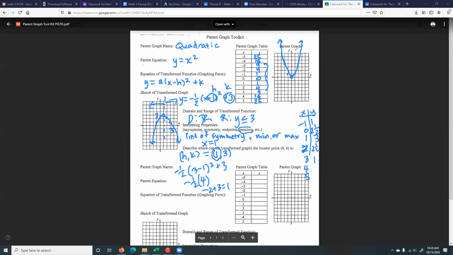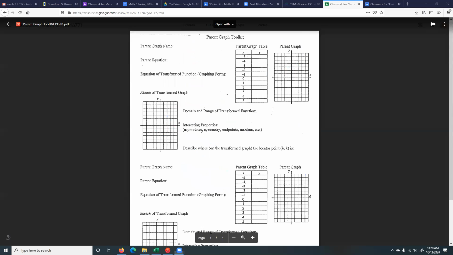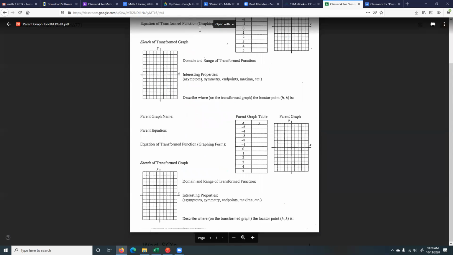Okay, I'm going to clear this away. And then we're going to move down, move my paper up here to the 4th graph. And number 4 here is cubic equation, cubic. This is a cubic family of equations, and that means x to the 3rd. So y equals x to the 3rd. Okay.